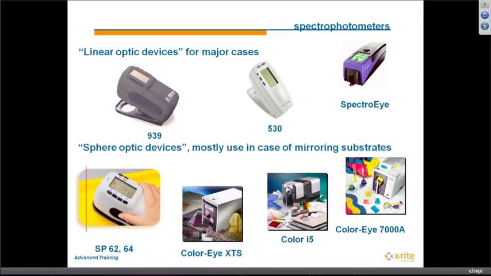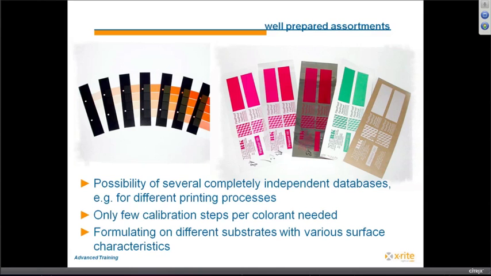But once we print on a metallized substrate, with metallic inks, it will be more or less impossible to control, even to make a recipe with eXact, for instance. So we have to have another sort of devices called sphere optic devices. For every single substrate, which is completely different from any others, we have to have a dedicated assortment and a dedicated color description.